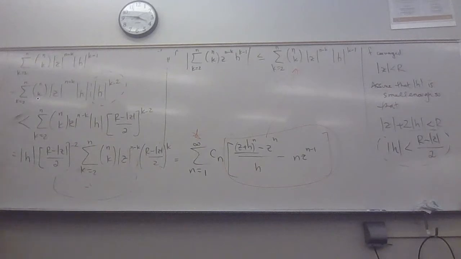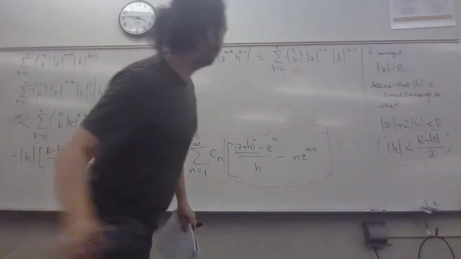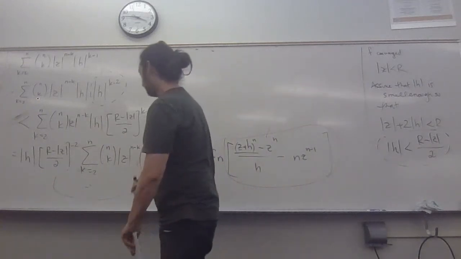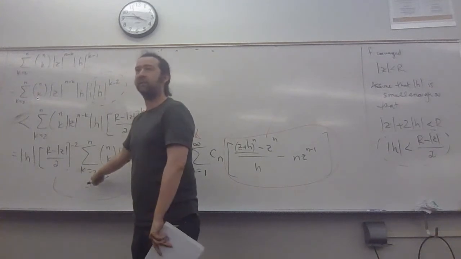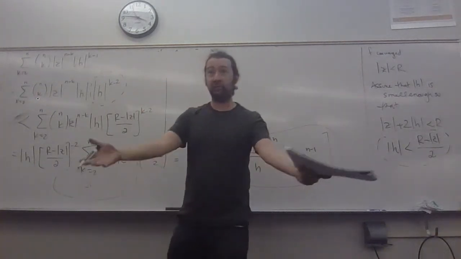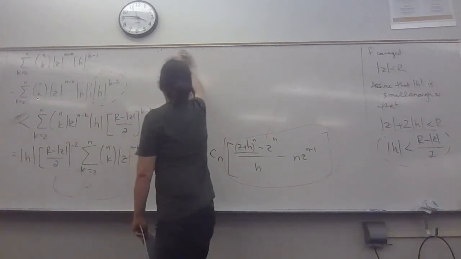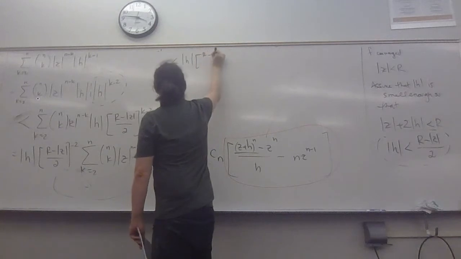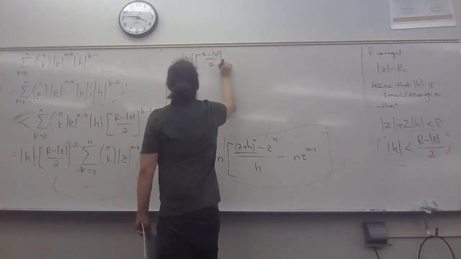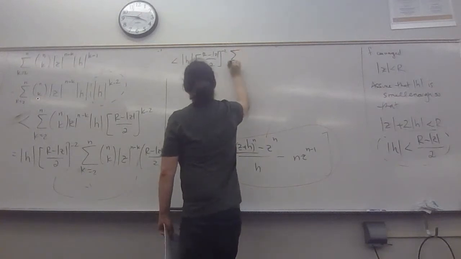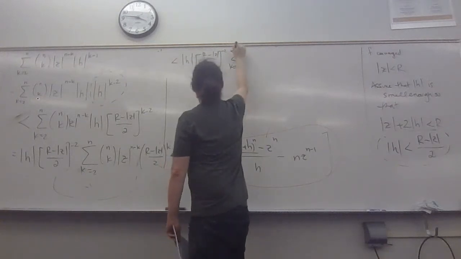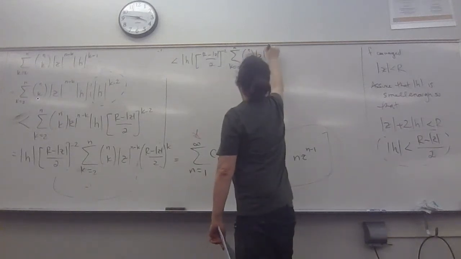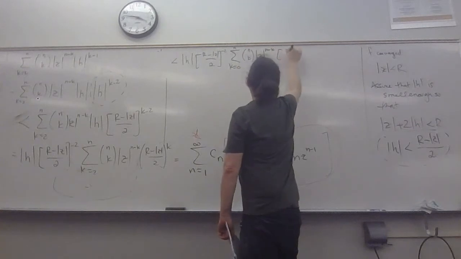So this is less than, so what I'm going to do is put the k equals 1 and k equals 0 terms back into this. It's a series of positive numbers, I'm allowed to do that. So this is less than modulus of h, and r minus modulus z over 2 to the minus 2. And now a sum from k equals 0 to n of n choose k, modulus of z to the n minus k, r minus modulus of z over 2 to the k.